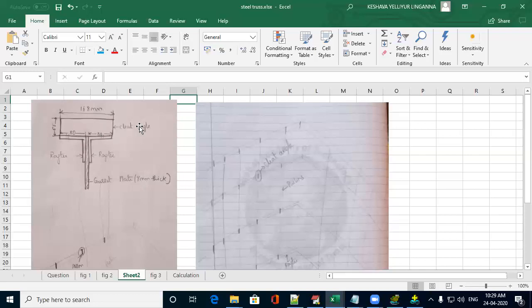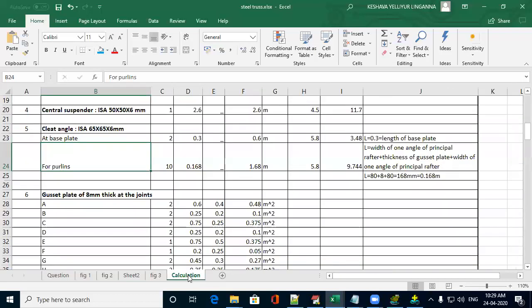The angle which is used to make the plate angle is not given. Since in the question they said, once again I'll check for the plate angle. Since it is not mentioned, you have to take the cleat angle as 65 by 65 by 6. So it comes to around 1.168 meter length. For the purlins, it is 10 numbers. So altogether, if you multiply these two, you will get 1.68.